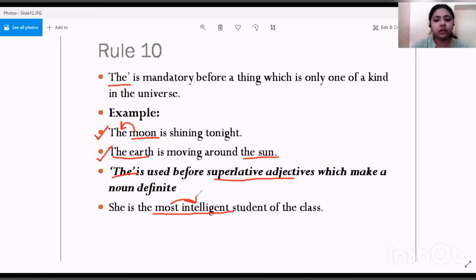If you have read the degrees of comparison last year, you must know what the superlative degree is. So intelligent, more intelligent, and most intelligent. Most intelligent is the superlative degree. That is why we are using the before this superlative adjective, because it makes a noun definite. This superlative adjective is making her a definite noun, because she is the most intelligent girl student of the class.